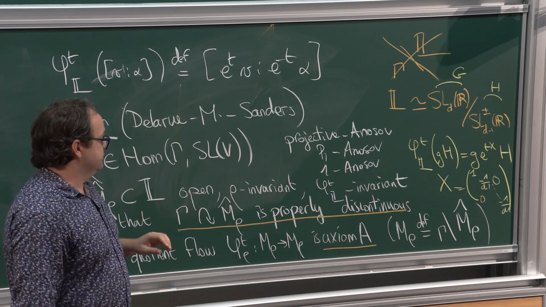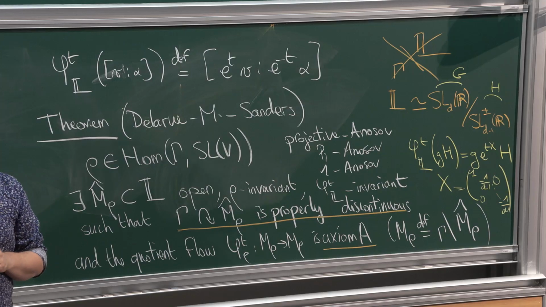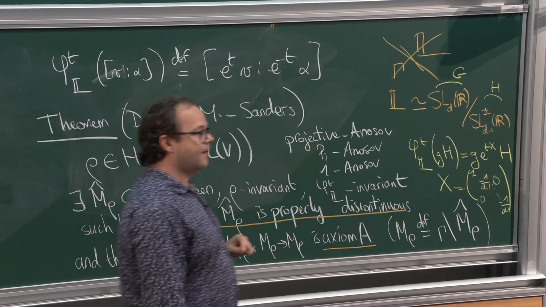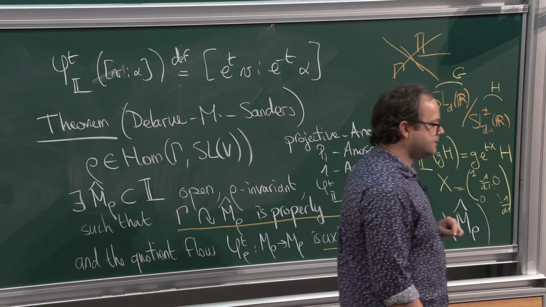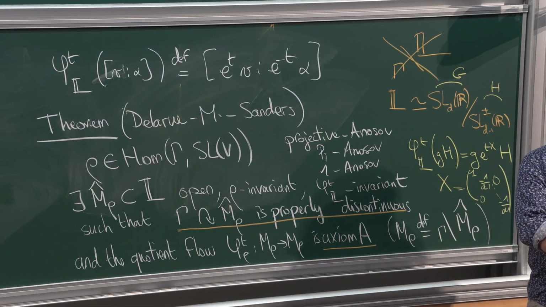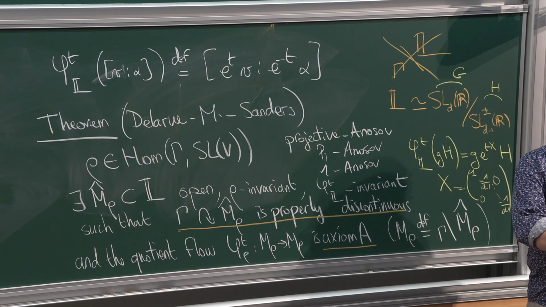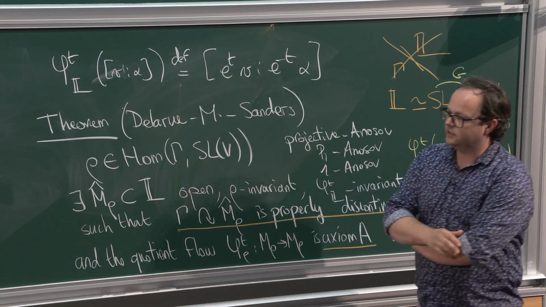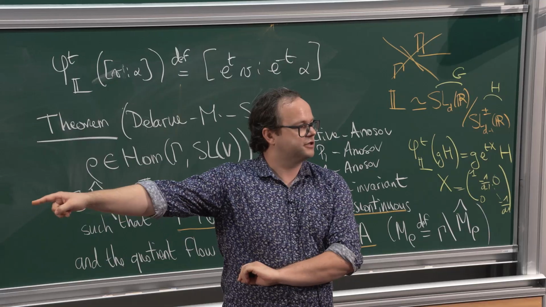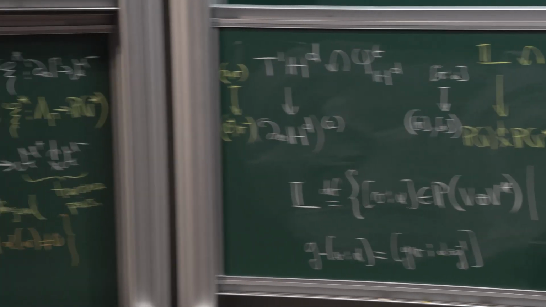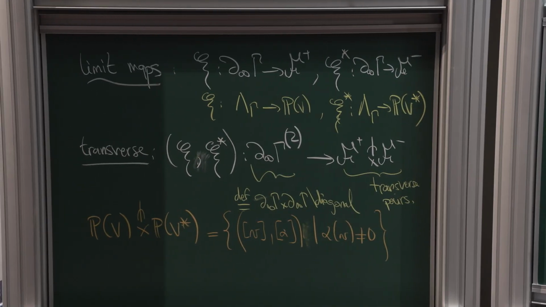All right, so are there any questions at this point? Yeah. The difference between the Anosov and the projective Anosov is that we pick the G to be SL(V). Yes, exactly. We pick the G to be SL(V) and the flag manifolds to be the projective space and the dual projective space.